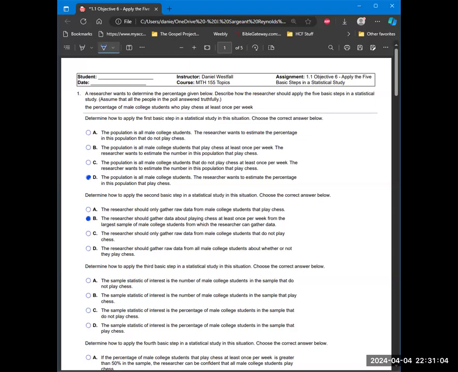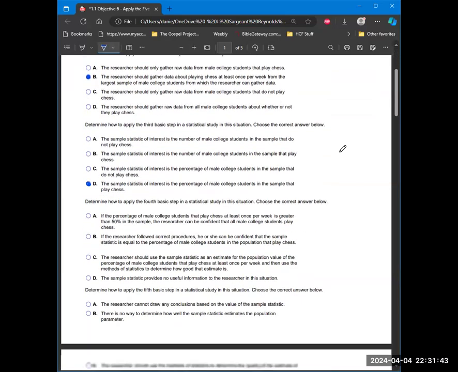Let's determine how to apply the third basic step in our statistical study in this situation, which is calculating the sample statistic, identifying which one is of interest. So the sample statistic of interest is the percentage of male college students in the sample that play chess. So that's our target. That's what we want to calculate here. So there it is. There's D.